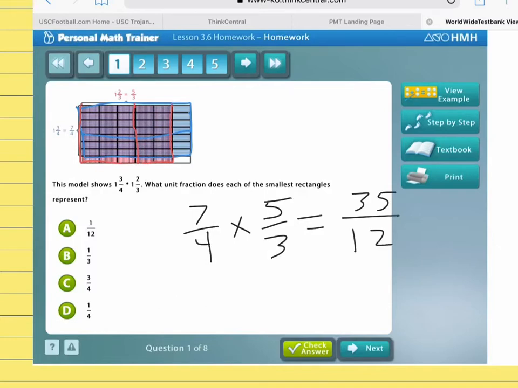Because if you look at the parts here for the wholes, it's really hard to see in this model, but that is one whole. That's a 1 by 1, so this is your one whole here, and this is your one whole here. In each whole, there are 12 little rectangles. So each of these little rectangles represents 1/12.